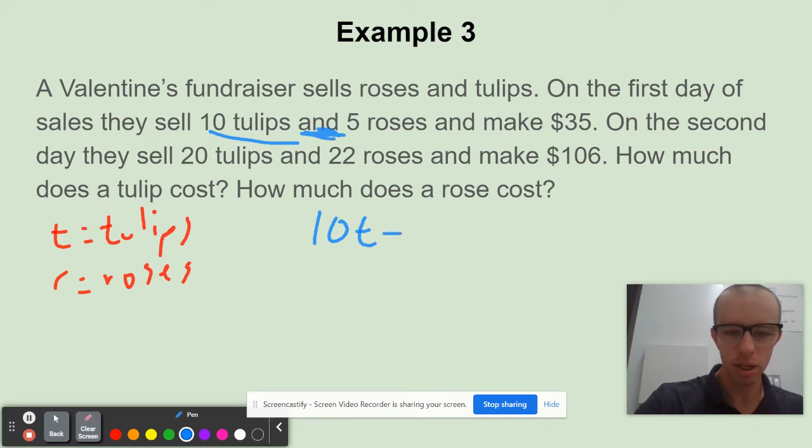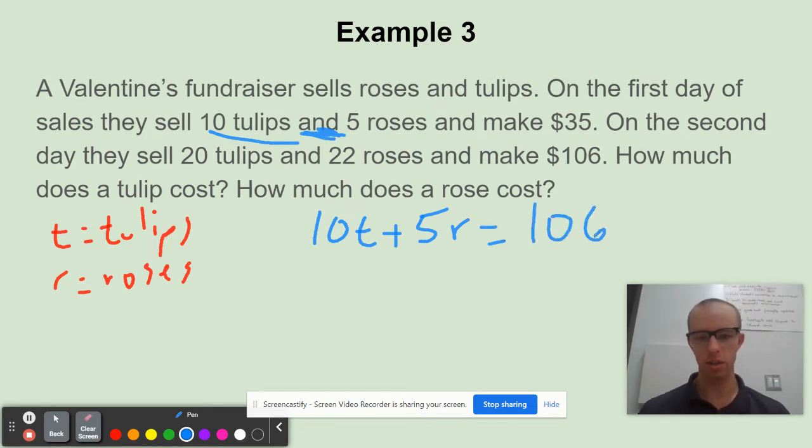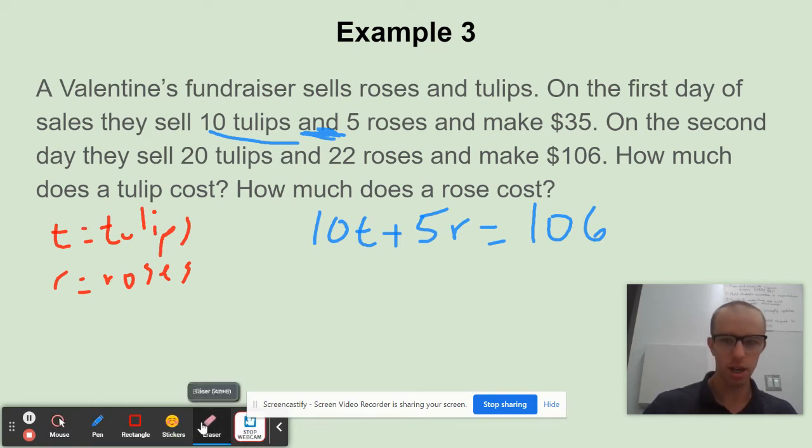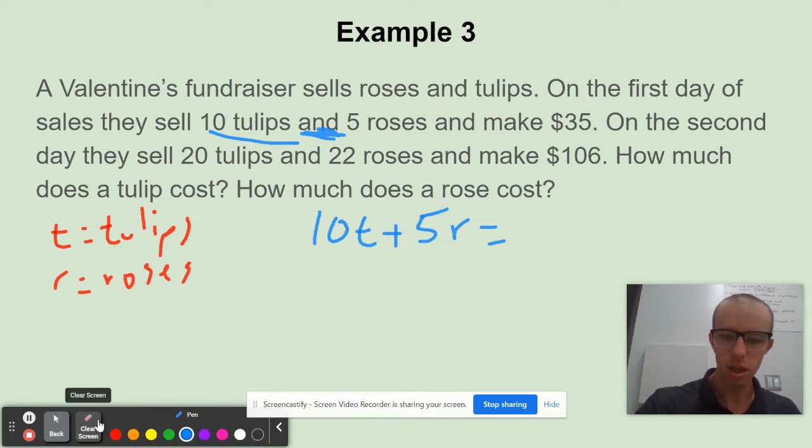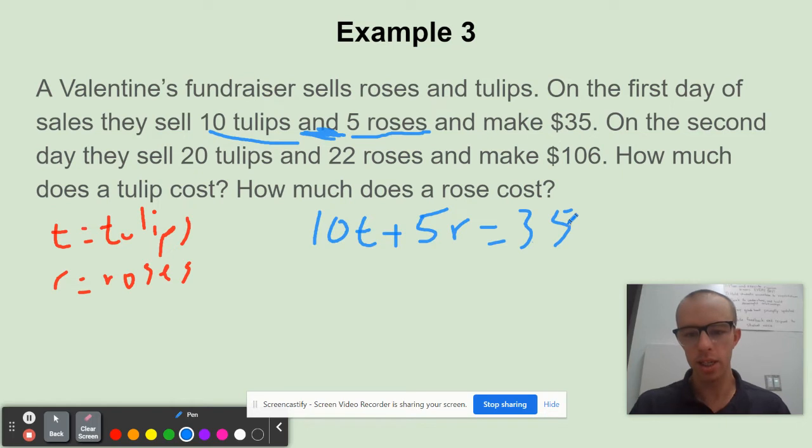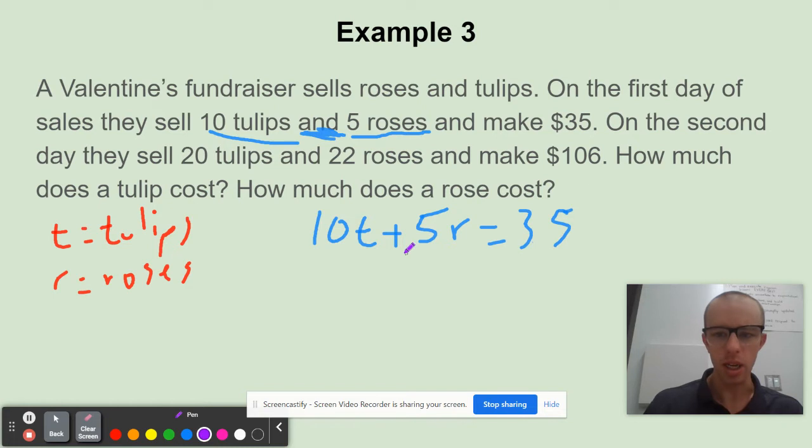And it's going to tell me to use plus 5 roses, and they make $106. Or sorry, they don't make $106 there. They make $35 when they sell that amount. So 10 tulips and 5 roses equals $35, right? So this sentence and this equation are really telling me the same thing. This is just shown algebraically in a math equation. All right, so now we have one equation.